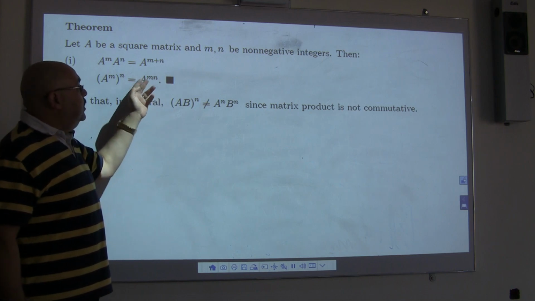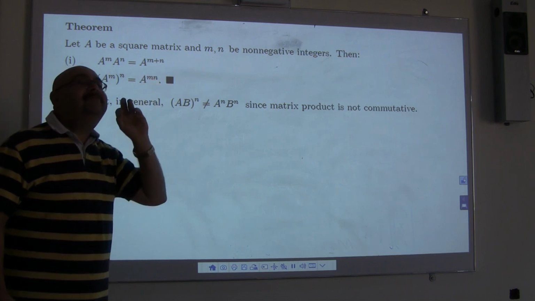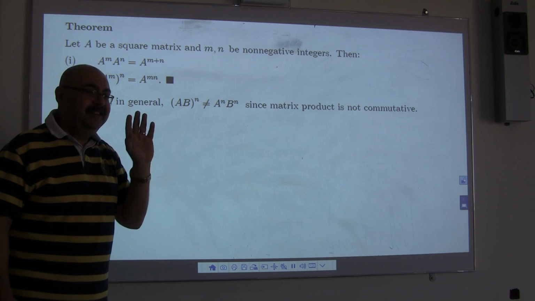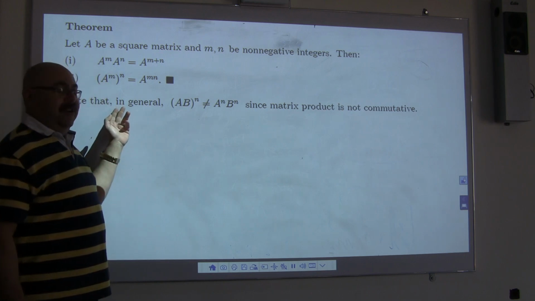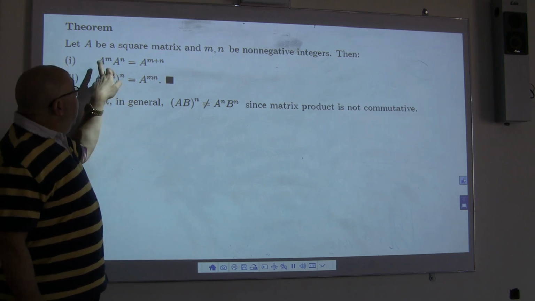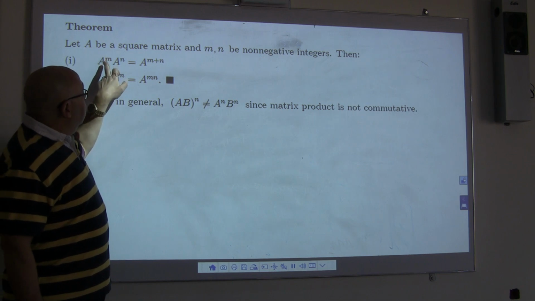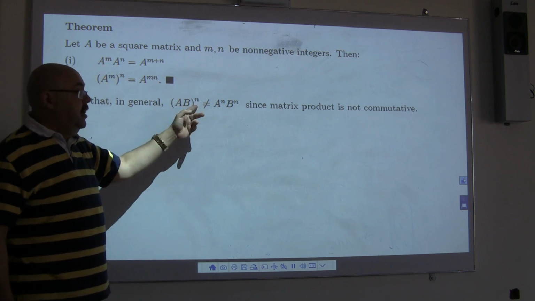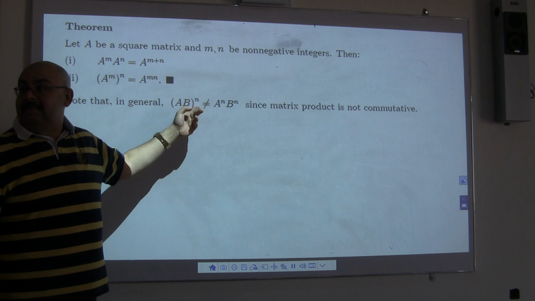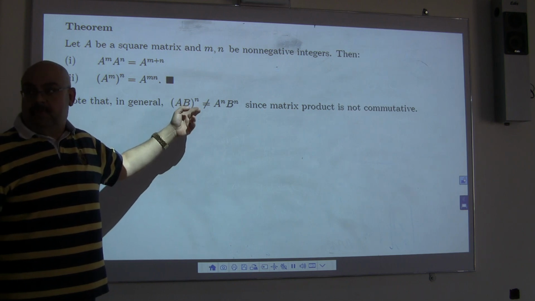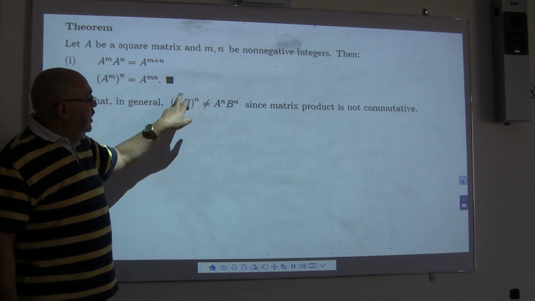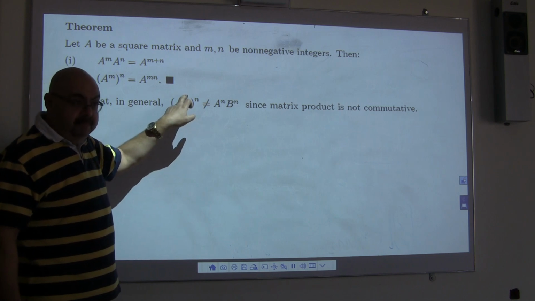So it's going to be A to the power of m times n. Remark, which is really a very nice remark. If I have AB to the power of n, I can't distribute the power on both of them. So I don't have A to the power of n times B to the power of n.